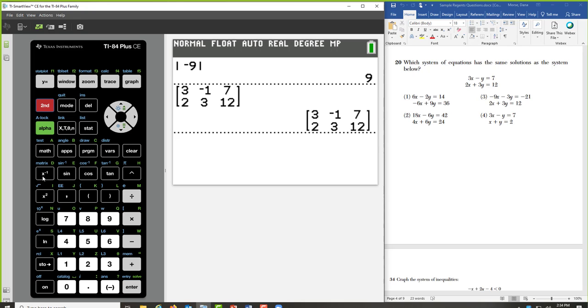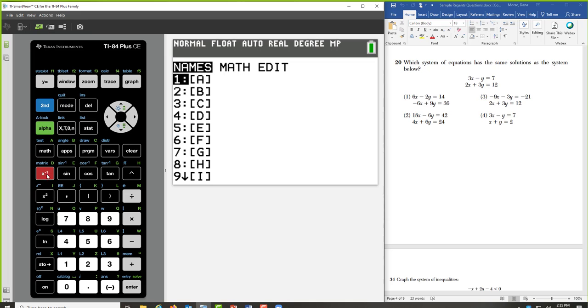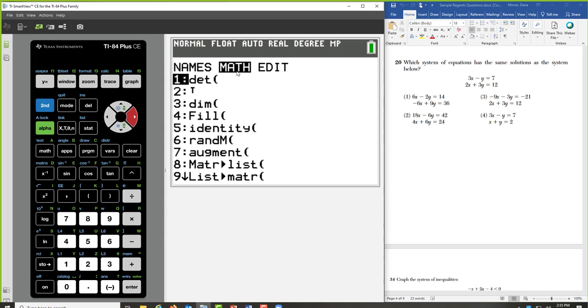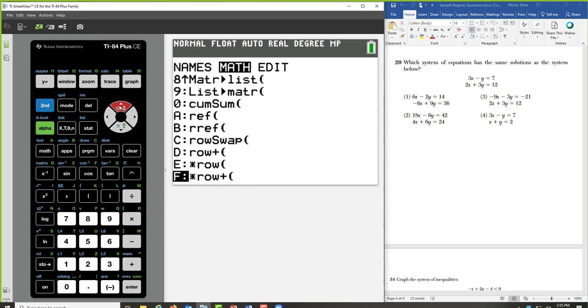Second, matrix, which is that x to the -1. I right arrow to the math column, and I up arrow, and I see at the bottom of the list all this treasure. And who loves treasure? Pirates. And what do pirates say? Arr! That's what I would have my kids do to recall that the item in the math menu that has more R's than anything else is reduced row echelon form, RREF.